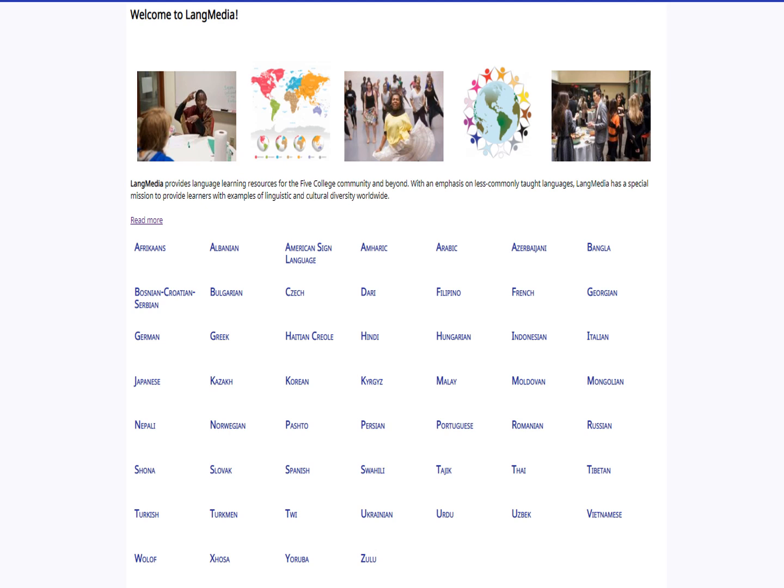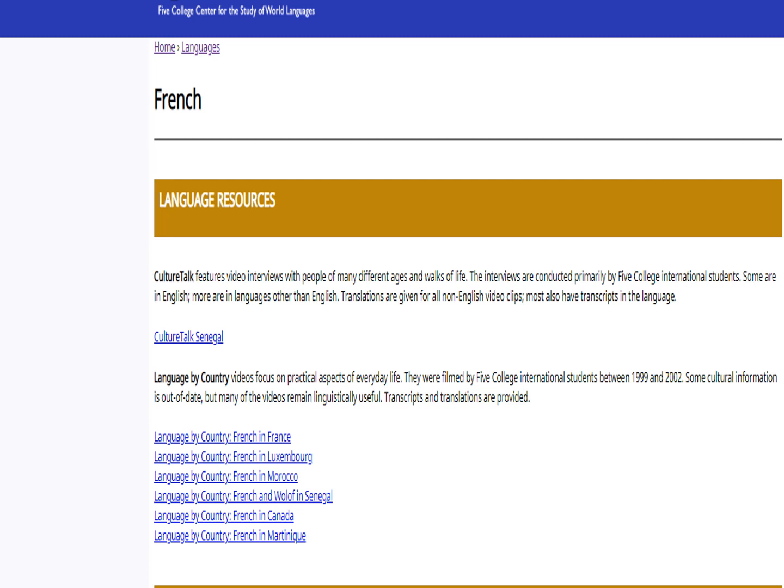This slide shows all of the languages that are available on Langmedia Archive, and there are over 50 languages listed here. These are the French-speaking countries with video resources on Langmedia Archive: France, Luxembourg, Morocco, Senegal, Canada, and Martinique. By showing students the different accents and dialects that are spoken in the various Francophone countries, students will be less likely to make overgeneralizations or stereotypes regarding the French language and culture. It's also possible to show regional differences in accents and vocabulary usage within a single Francophone country with these video resources.